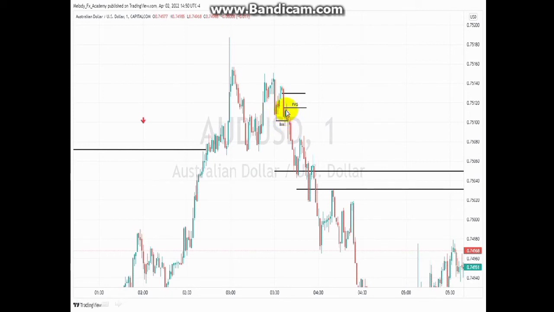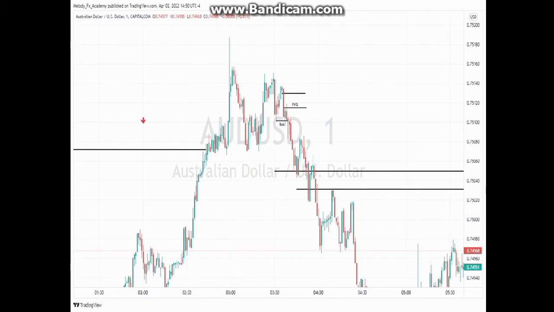So what did it create? Fair value gap. We trade back. This is our entry, and my stop loss was above this old high. This is the reason why I like lower time frames. The lower time frames tend to get you in the move faster compared to the higher time frame.